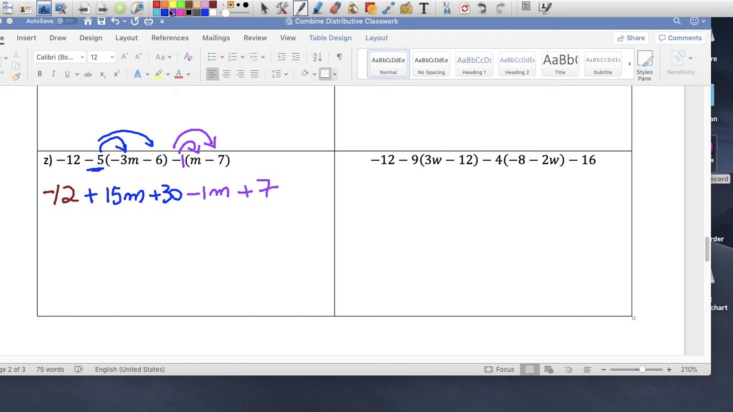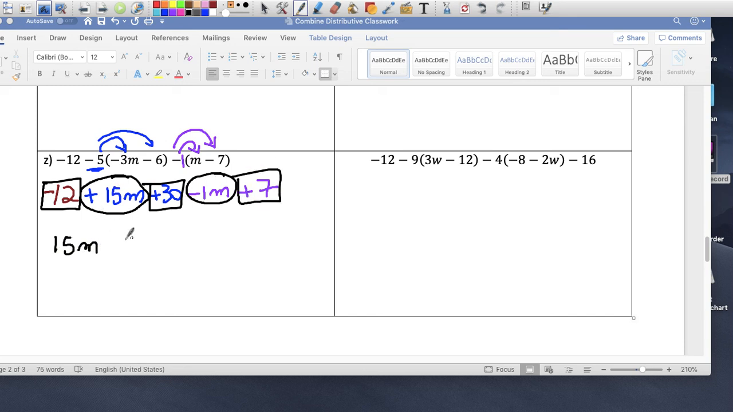Let me choose the color. Black, I guess. Plus 15m will be combined with negative 1m. And the other three are constants, so they're going to be combined with each other. So 15m is going to come all the way to the front, minus 1m is going to be right next to it. And then we're going to have negative 12, plus 30, plus 7. So those three are going to be combined. So let's combine these two first. 15m minus 1m is just 14m.